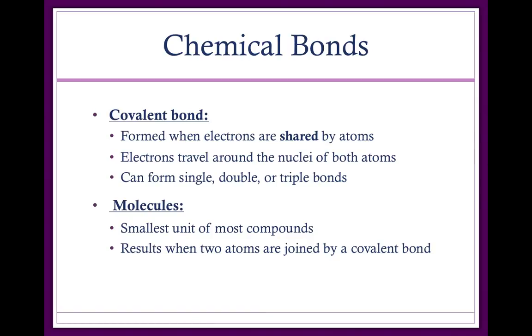Molecules are the smallest unit of most compounds. So you can have an individual molecule of water, which again is very small. It's the smallest unit. A glass of water obviously isn't one molecule of water. There are many, many molecules of water in that glass. This results when two atoms are joined by a covalent bond, such as the hydrogen with the oxygen.